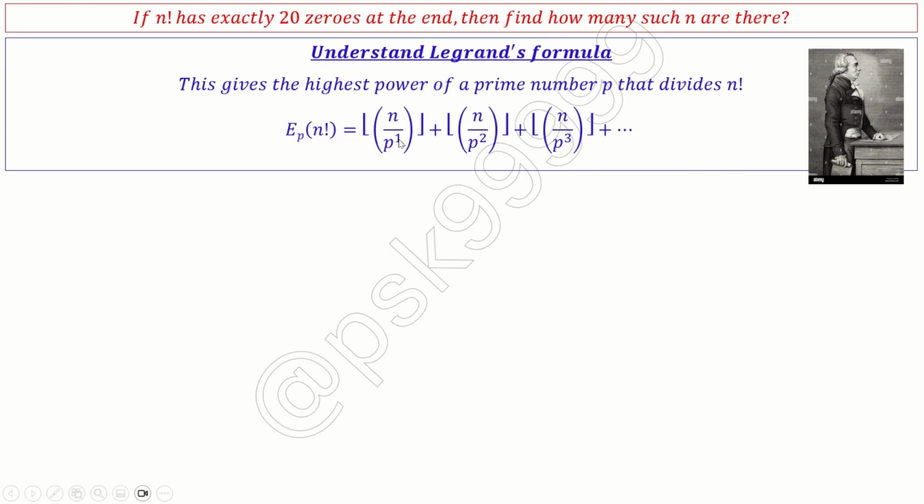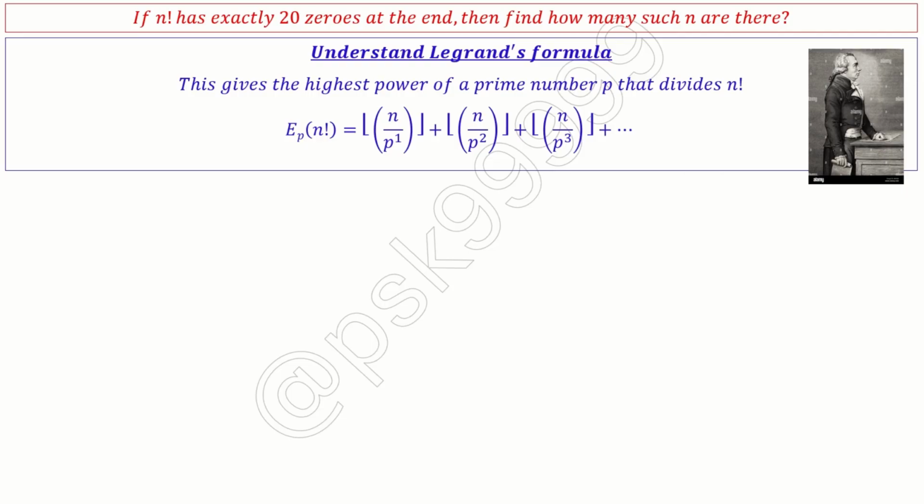Which is nothing but floor of n by p to the power of 1, plus floor of n by p squared, plus floor of n by p cubed, and so on. Until when? Until you get this floor value as 0. Whether it is n by p cubed or n by p to the power of x, until you get 0, you continue doing this.